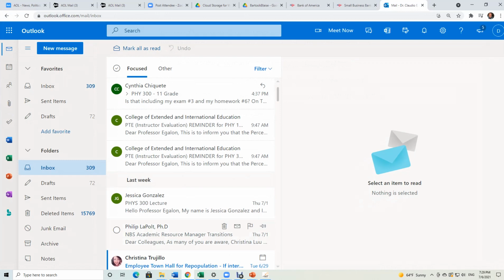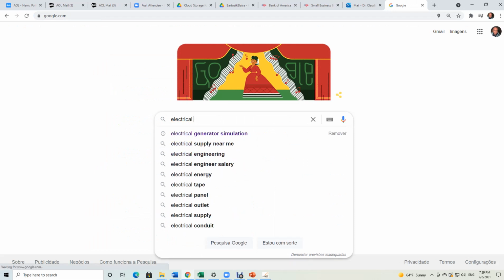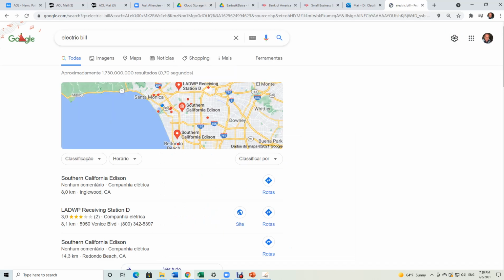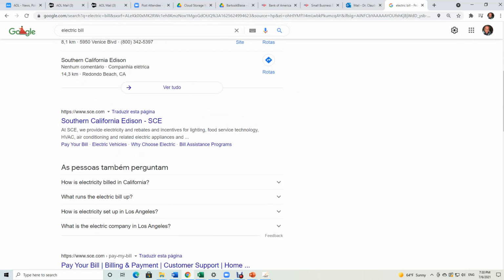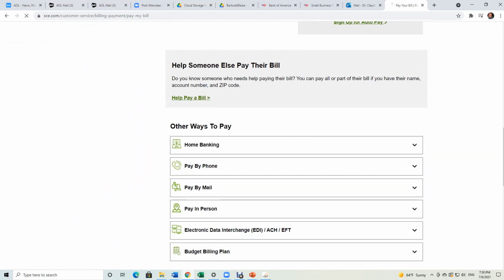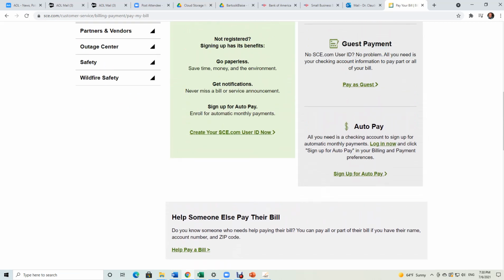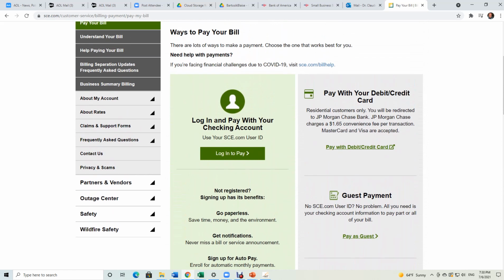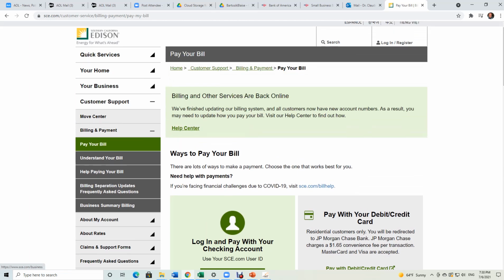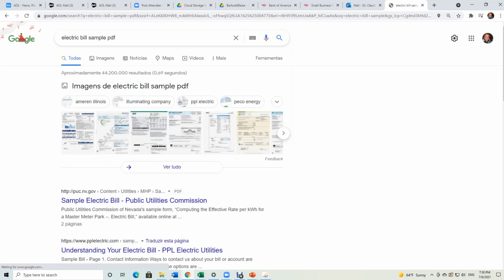Let's see if I can find an electrical bill on the internet. Electrical bill. Let's see if they have any electric bill. Pay your bill. Maybe they have a sample of an electric bill. How to read your electric bill. Let's see. Electric bill sample. Oh, or maybe they have it here. Oh yeah, here you go.